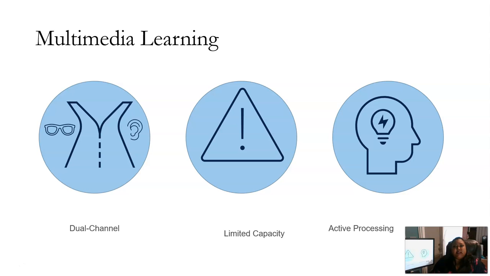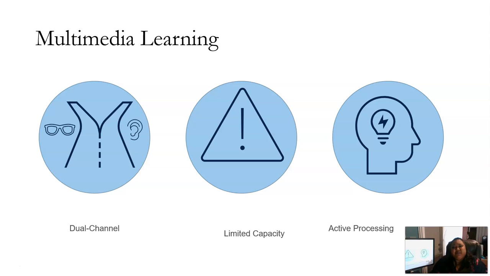Active processing asserts that we don't learn by passively absorbing information. But I mean, how great would that be, right? So how we learn is by engaging in active cognitive processing. We identify relevant information, organize it, and then integrate it into that knowledge we already have, commonly referred to as that prior knowledge.